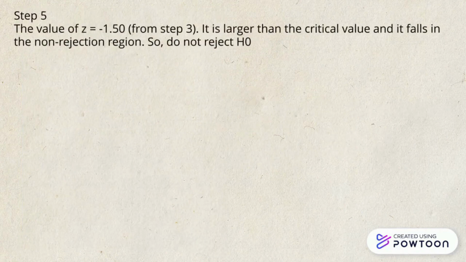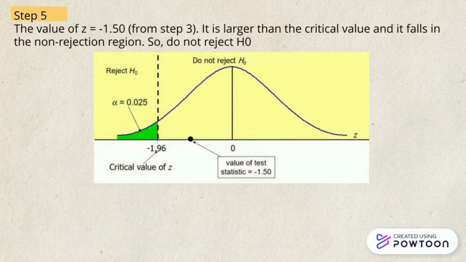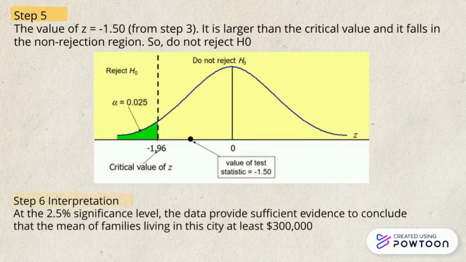Step 5. The value of z from Step 3 is equal to negative 1.50. It is larger than the critical value. It falls in the non-rejection region, hence do not reject the null hypothesis. Step 6. Interpret the result. Hence, the answer is: at the 2.5% significance level, the data does not provide sufficient evidence to conclude that the mayor's claim is false; the mean income of families living in this city is at least $300,000.